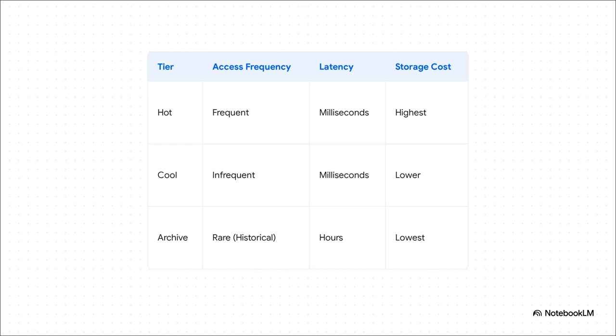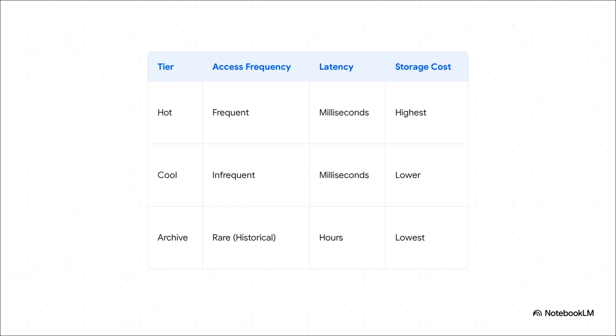First, you've got the hot tier. This is for data you're using all the time. It's lightning fast, we're talking millisecond access, but it also has the highest storage cost. Think of this as the shelf right by the loading dock in your warehouse. Then you've got the cool tier. This is for stuff you don't access as often, maybe once a month. It's still super fast to retrieve, but the cost to just let it sit there is a lot lower.